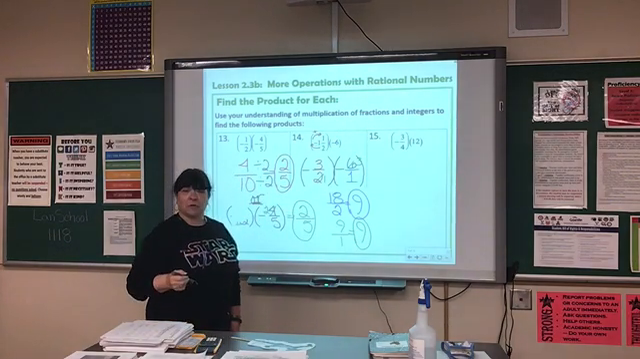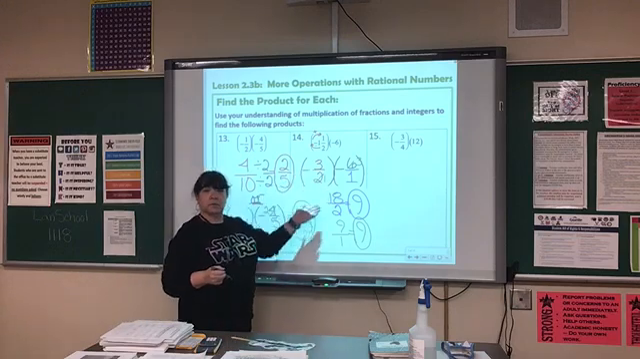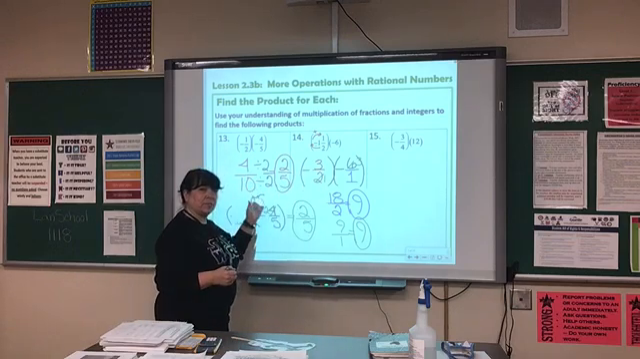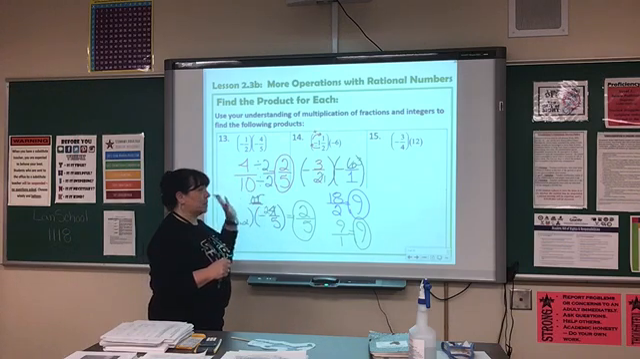Now, do you have to cross cancel? No. Do you have to simplify? Yes. So whether you multiply and then simplify, or you simplify by canceling, either way is great.